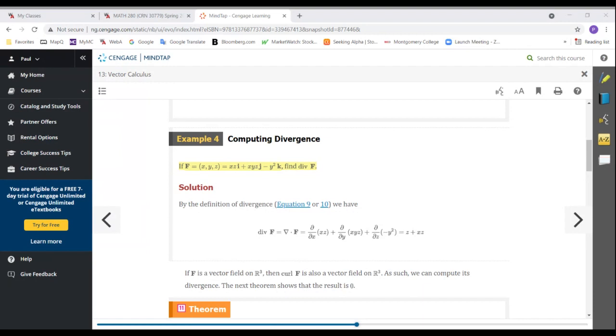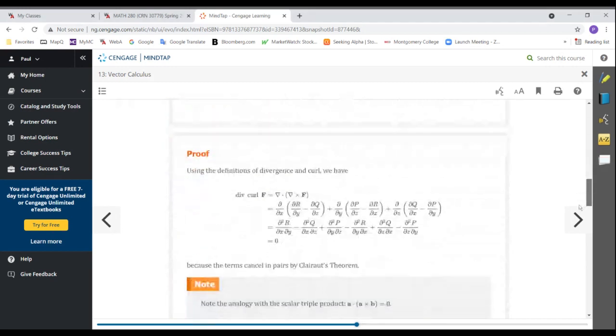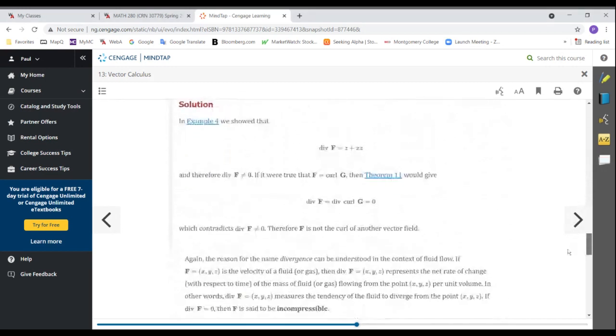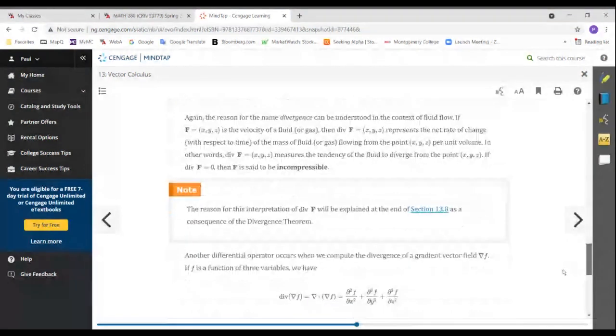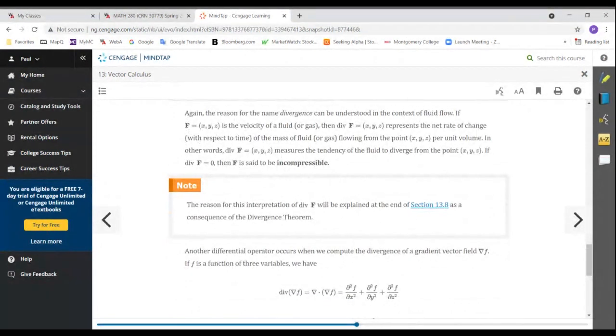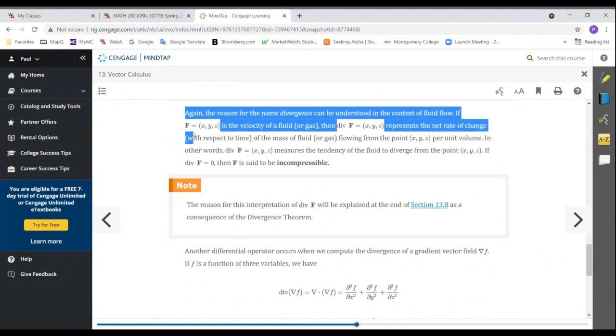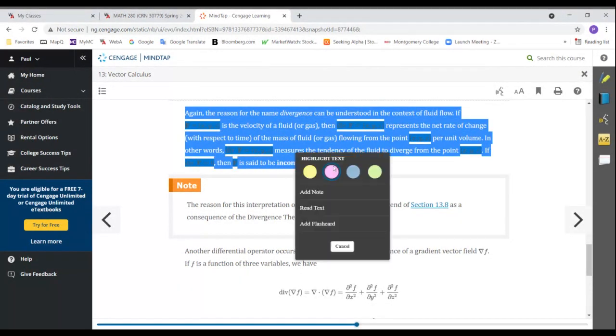Okay. Well, then, is there a physical interpretation for divergence? There is. Let me go down a little bit here. Yeah. So, fluid flow.